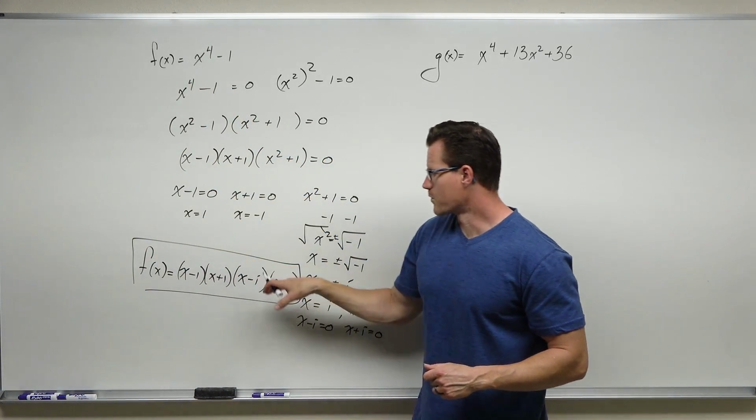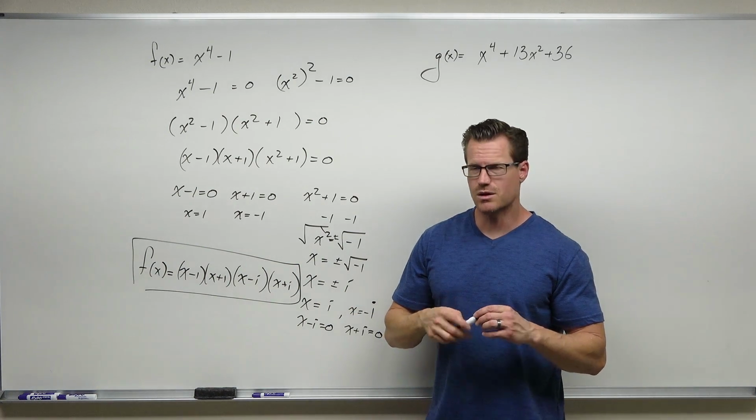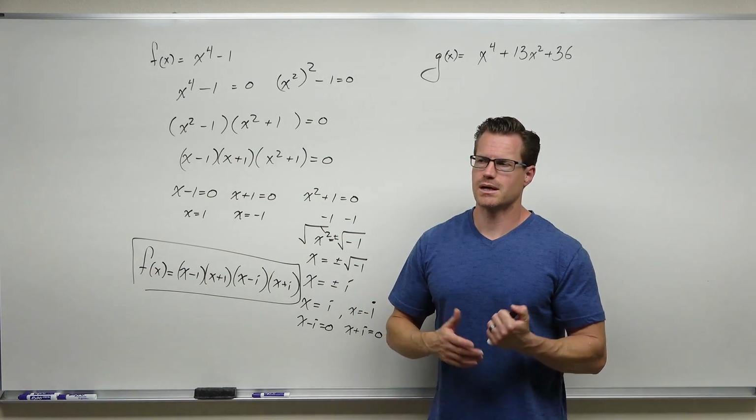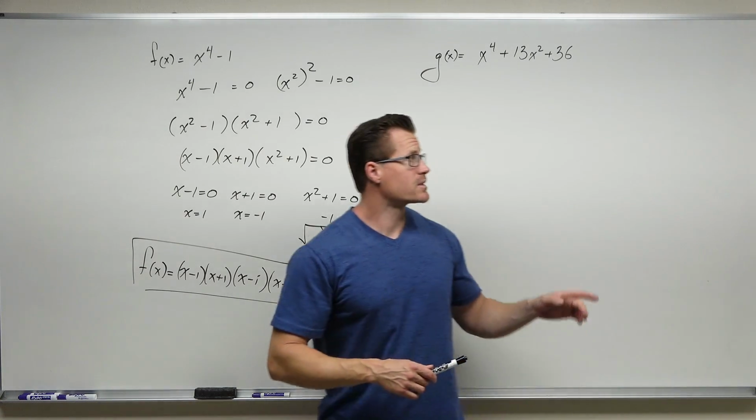Degree 4, 4 factors, but some of them are complex. So I hope that makes sense. The biggest thing here is don't ignore factoring. If you can use it, it's way quicker. Let's look at the next one.